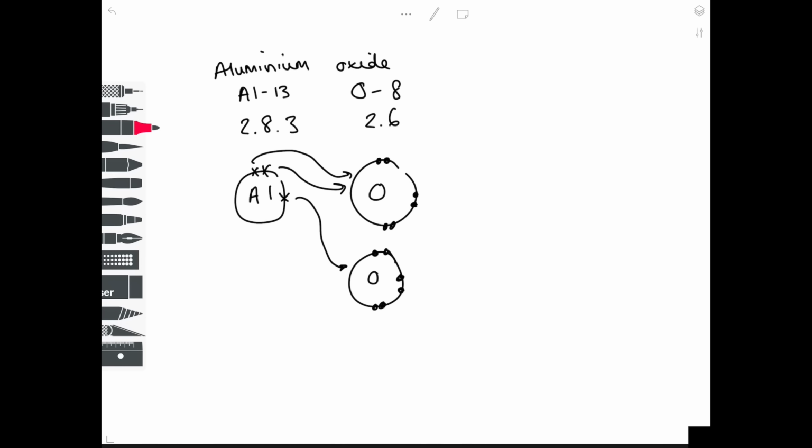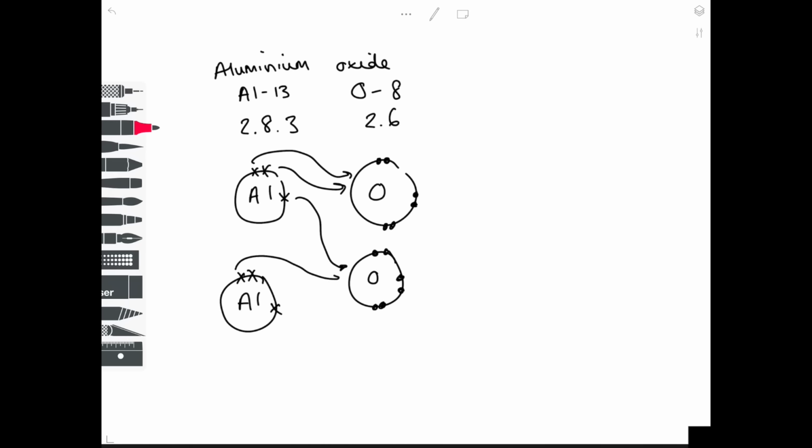So that's where that aluminium's electron is going to go, but that leaves oxygen still missing an electron, because now it only has 7 electrons in its outer shell. So we need a second aluminium atom, still with 3 electrons in its outer shell.